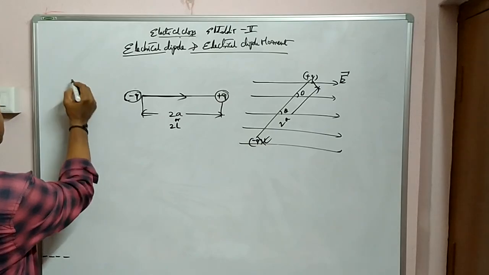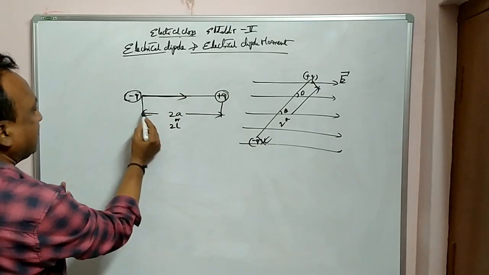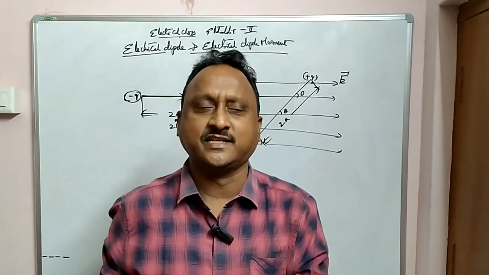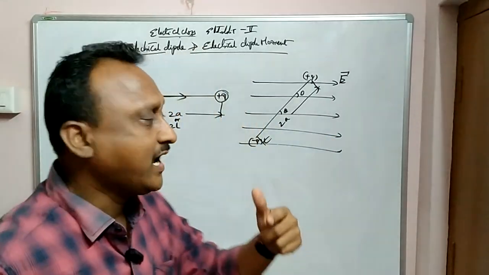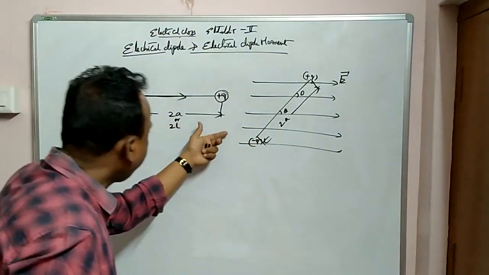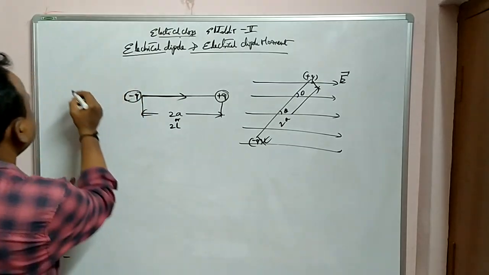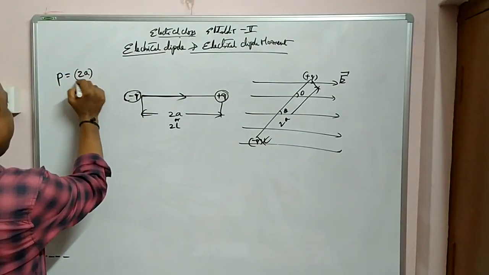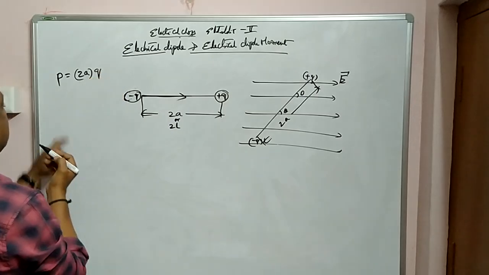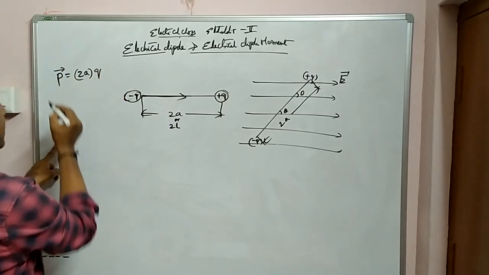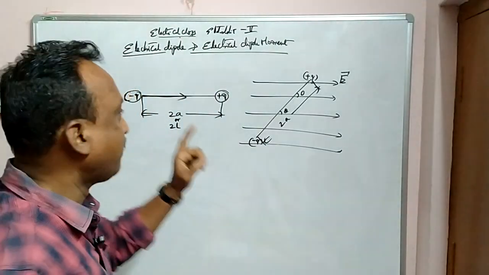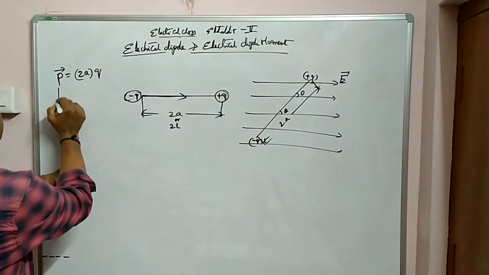Electric dipole means, see, a minus charge and a plus charge, meaning two equal and unlike charges separated by a distance 2a. So P is equal to 2aq. This P is a vector quantity. P is the electric dipole moment. This is a vector quantity.